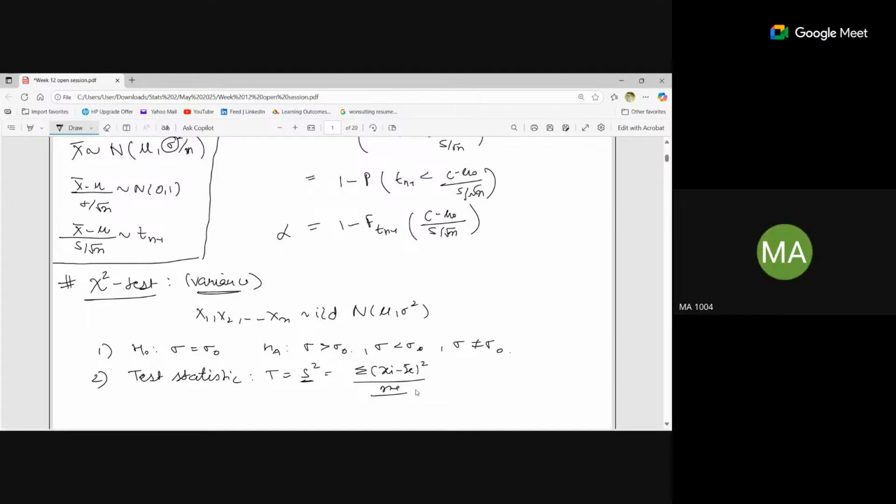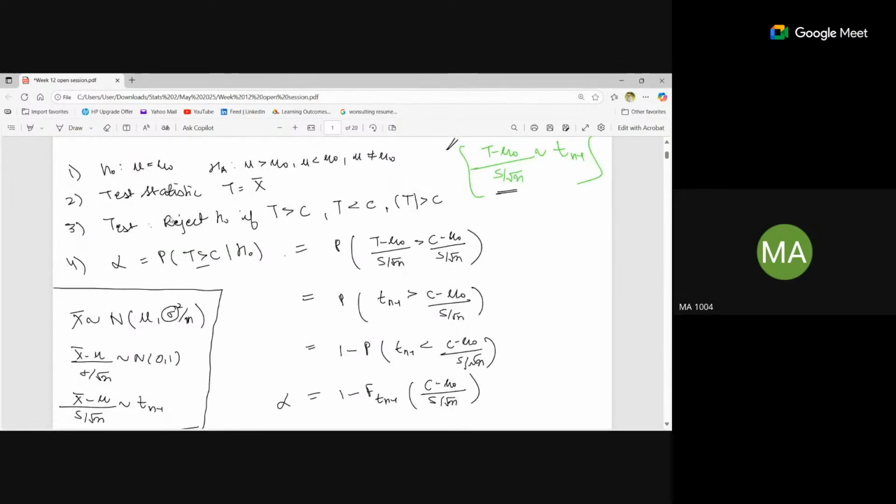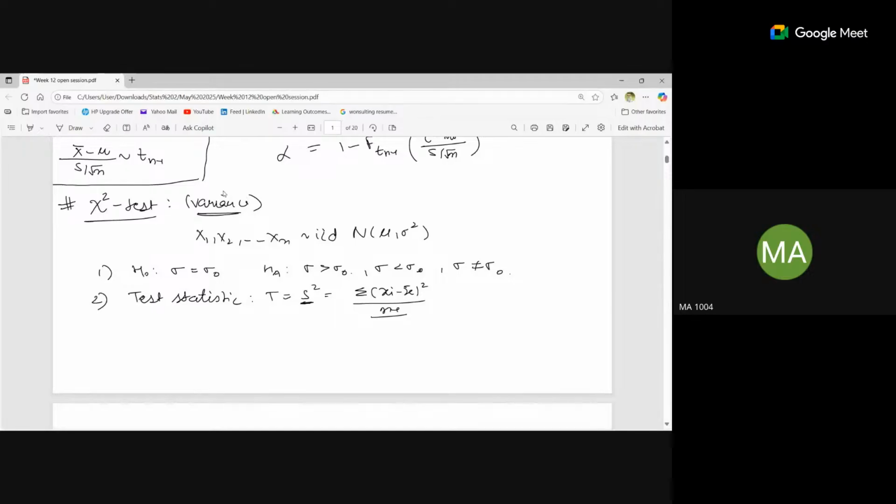So in chi-square test, we test for the variances. My null hypothesis would be sigma equals sigma naught, and an alternative would be sigma greater than sigma naught, or less than sigma naught, or not equal to sigma naught. So these are my hypotheses. Then the second thing is we have a test statistic, which is S square, the sample variance. So in T test and Z test, what was my test statistic? It was the sample mean, X bar. Similarly, we are testing for the variances, so we will be using the sample variance. Fine?